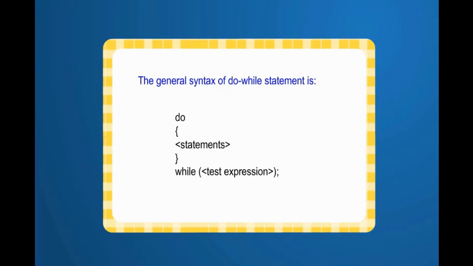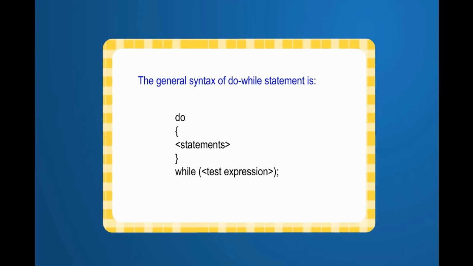In case of a while loop, the block of statements is not executed even once if the condition stands false in the beginning itself. This is because the condition is tested at the entry level. That is why it is also called an entry controlled loop.